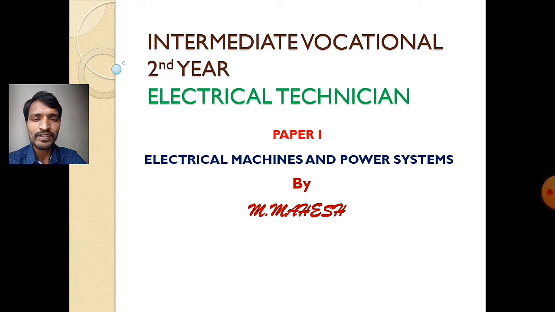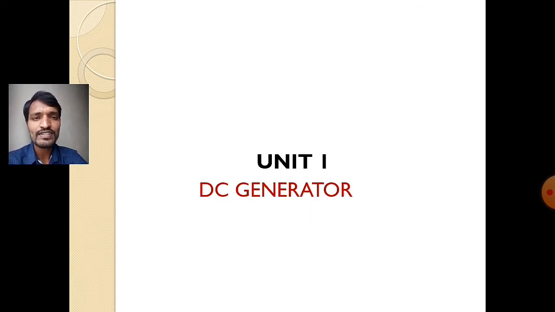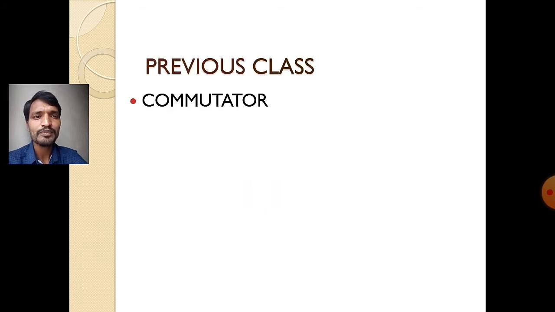Today in our electrical technician course we are going to study Paper 1, that is electrical machines and power systems. In this we have already started our first unit, DC generator. In DC generator, in the previous class we discussed the commutator, which converts the AC voltage waveform to a DC voltage waveform.